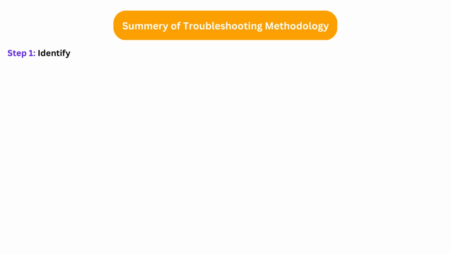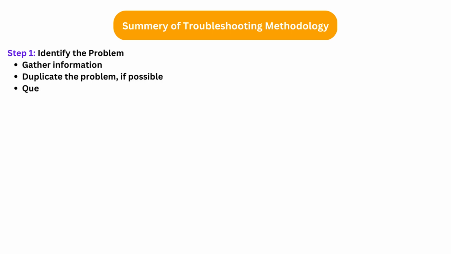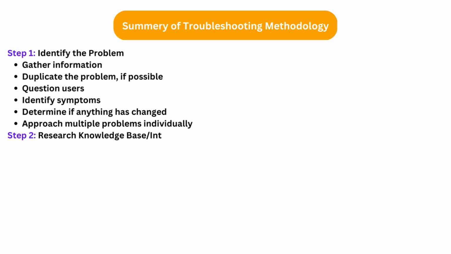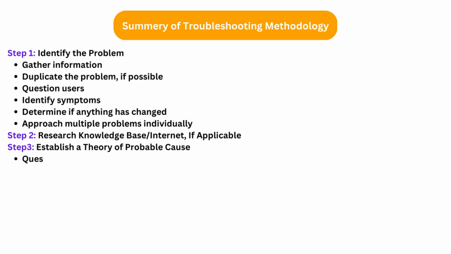Summary of troubleshooting methodology. Step 1. Identify the problem. Gather information. Duplicate the problem, if possible. Question users. Identify symptoms. Determine if anything has changed. Approach multiple problems individually. Step 2. Research knowledge base internet, if applicable. Step 3. Establish a theory of probable cause.